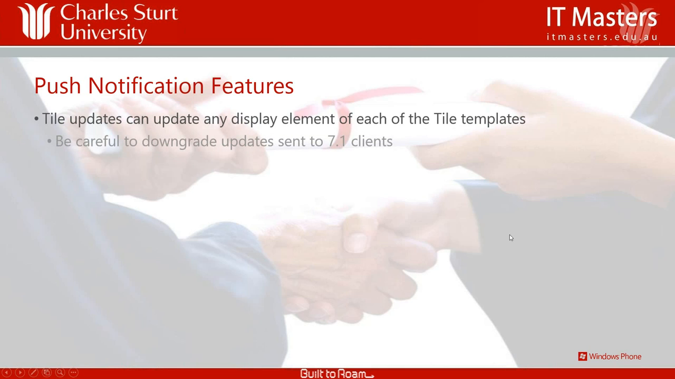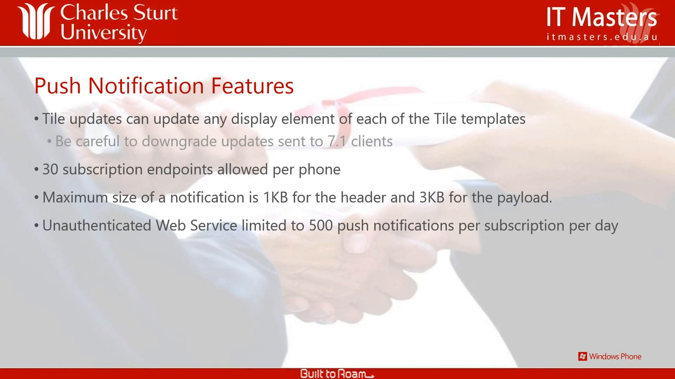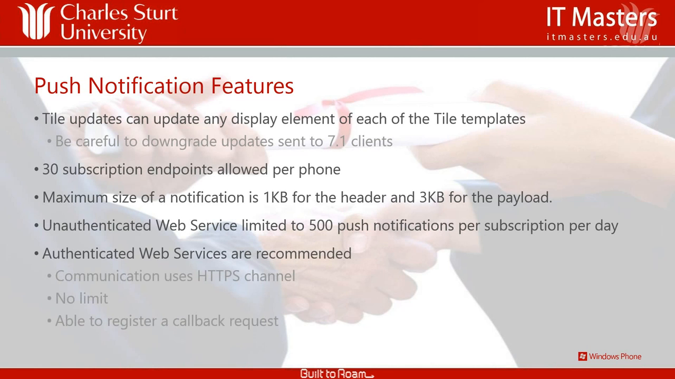So some of the features, tile updates. You're limited to 30 applications subscribing for push notifications per phone. There are some limitations on the payloads. Unauthenticated web services, so this is the third-party services that are communicating, are limited to 50 push notifications per subscription per day, so essentially per app per device. And the authenticated web services do this over a secure channel, and don't have that same limitation on them.